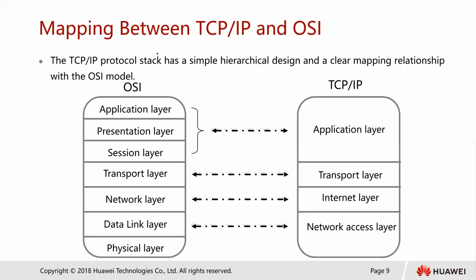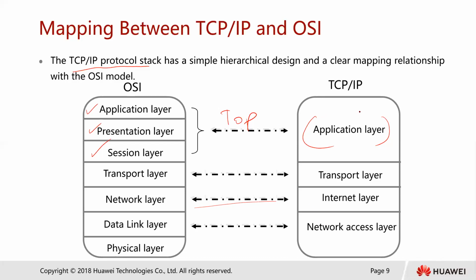So, the mapping between the TCP/IP and OSI models. The TCP/IP protocol stack has a simple hierarchical design and a clear mapping relationship with the OSI model. We combine the top three layers, the application layer, presentation layer, and session layer, into the application layer. Then we have the transport layer, the network layer as the internet layer, and the data link layer combined with the physical layer as the network access layer.